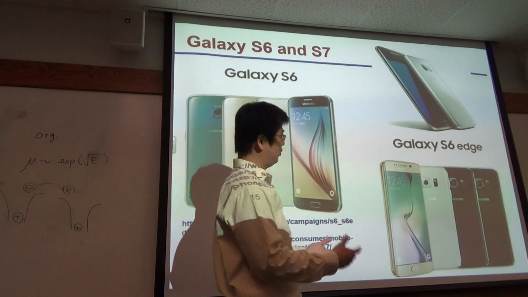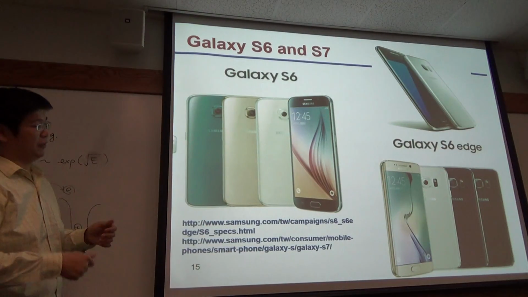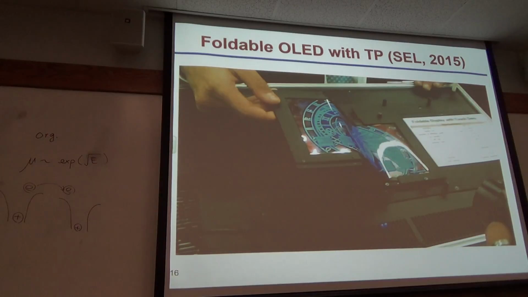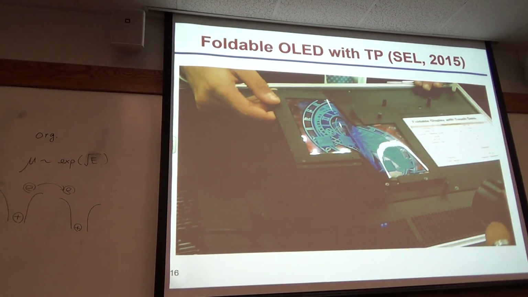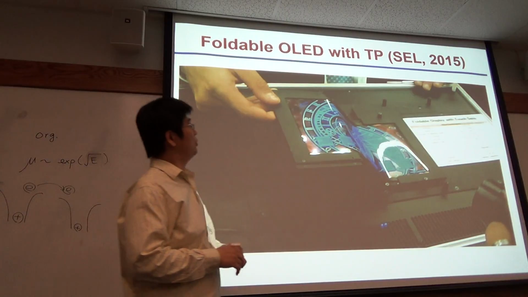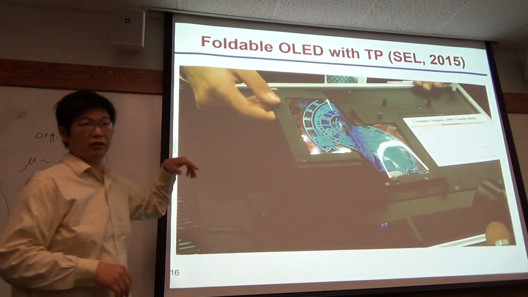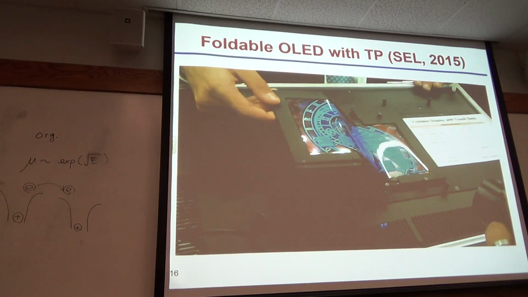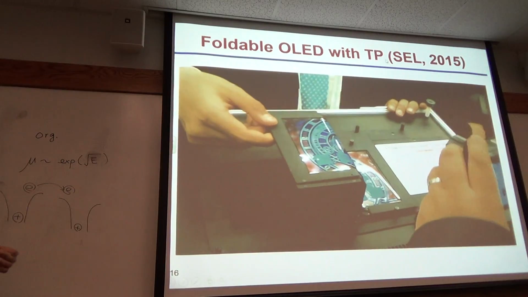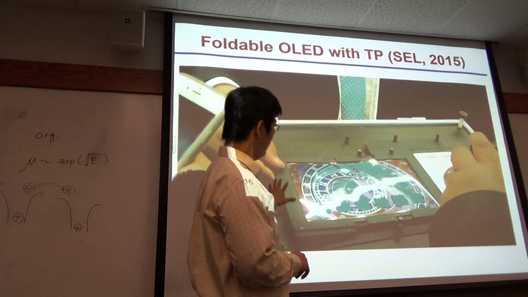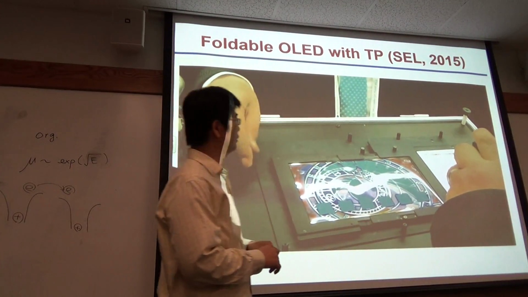So that is always for the next one. That will be the real flexible display. That was from last year. It's another institute. SEL is the Semiconductor Energy Laboratory in Japan. They have this kind of foldable OLED. So that is one display.